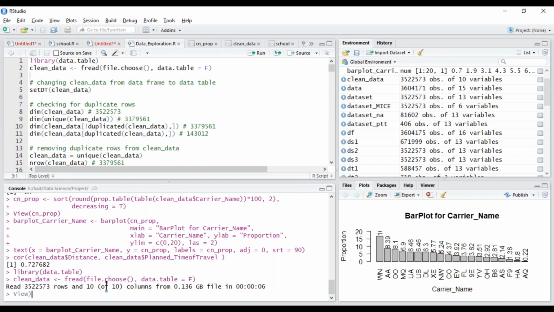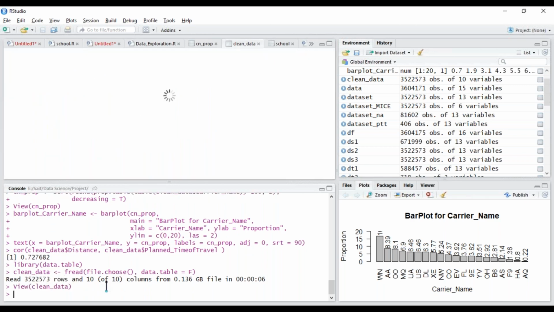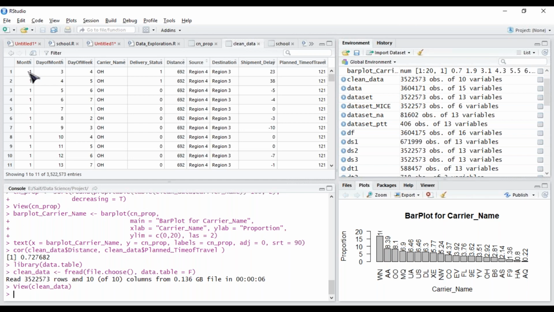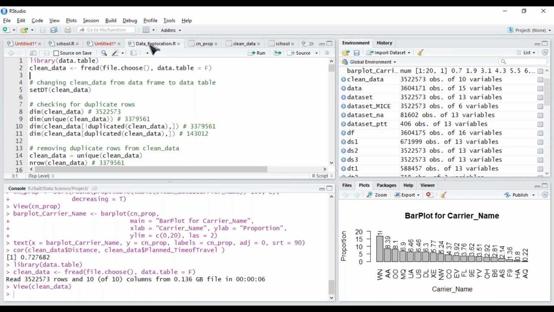If I view clean underscore data, you can see that this is the cleansed data that we have. We have month, where I have changed the values to 1 till 12, and day of month, 1 to 31. Similarly, day of week, carrier name and delivery status have been discretized to regions, shipment delay in times, planned time of travel, and so on. And this delivery status is our output variable of interest. So let us perform our EDA.